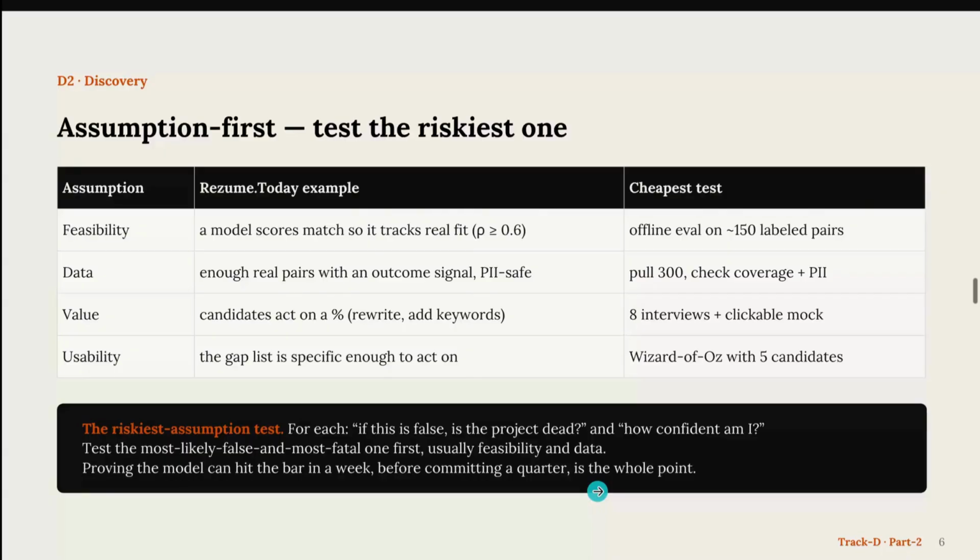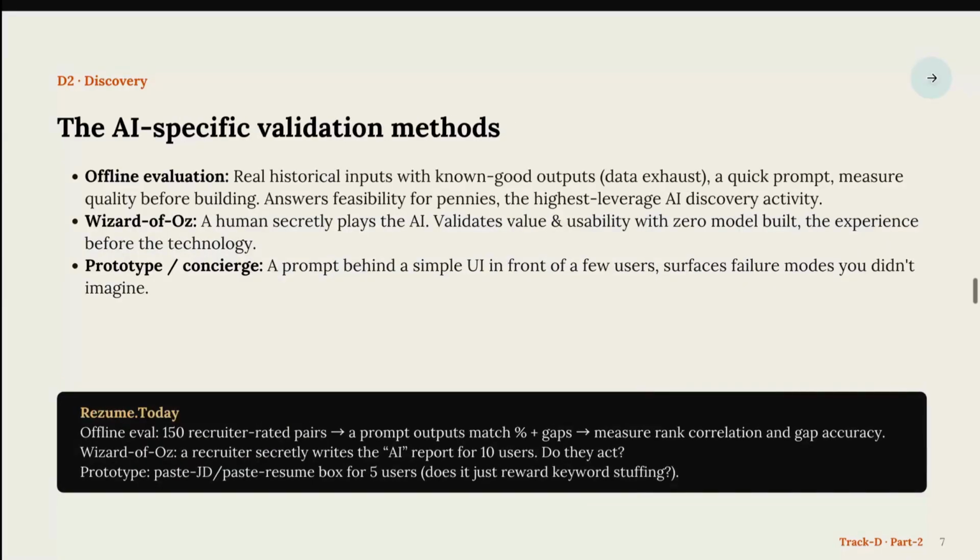AI product discovery: so the AI-specific validation methods or tests that we can run, at least I could think of these three. One, offline evaluation. You take all the data that you have accumulated so far, like data exhaust that has the good outputs, and you convert it into a quick prompt. You measure the quality before building. Very simple mock exercise. Wizard of Oz: an AI front end, but when users input, there is a person sitting behind that screen and manually doing that.